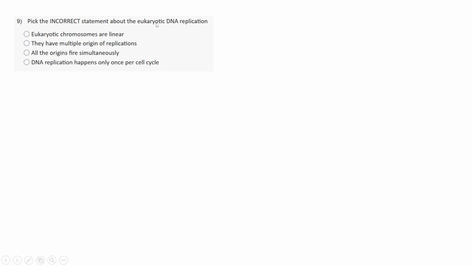Pick the incorrect statement about eukaryotic DNA replication. Eukaryotic chromosomes are linear. They have multiple origins of replication. All the origins fire simultaneously, and DNA replication happens only once per cell cycle. So which of these is incorrect?